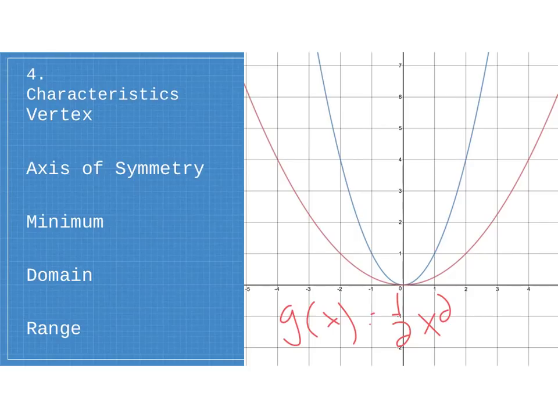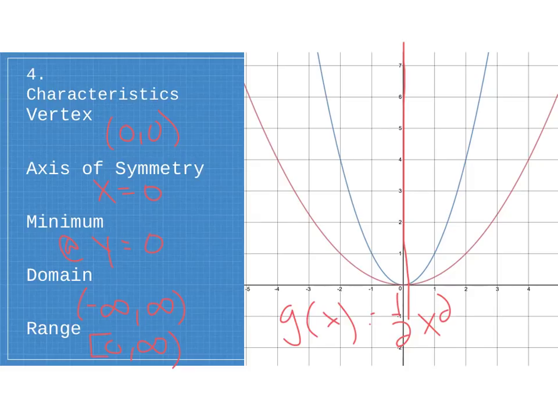Our vertex is still at 0, 0. Our axis of symmetry is x equals 0 still. So no movement of where those are at. It is opening up, and so it is still a minimum at y equals 0. Our domain goes from negative infinity to positive infinity, and our range is from 0 to positive infinity. So all that hasn't changed.